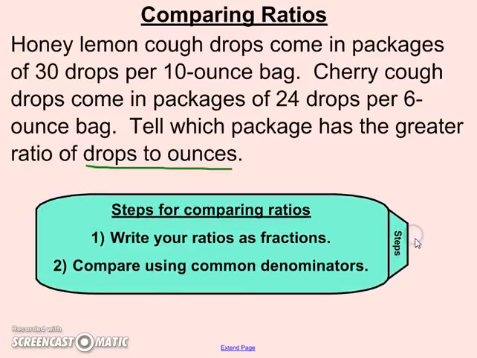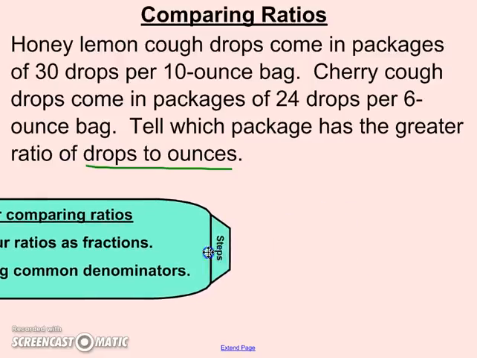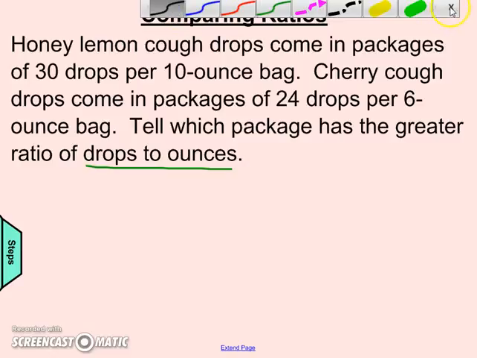But first of all, here are your steps. You want to copy these down off to the side somewhere on your paper. So, steps for comparing ratios. I would write your ratios as fractions, although you can use the other two formats, and then compare them using common denominators. Because you're comfortable with fractions and common denominators, that's what I'm going to encourage you to do. So, drops to ounces. All right, so let's go ahead and set those up.